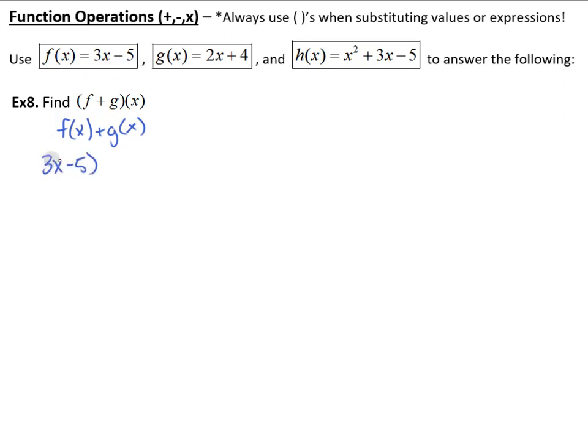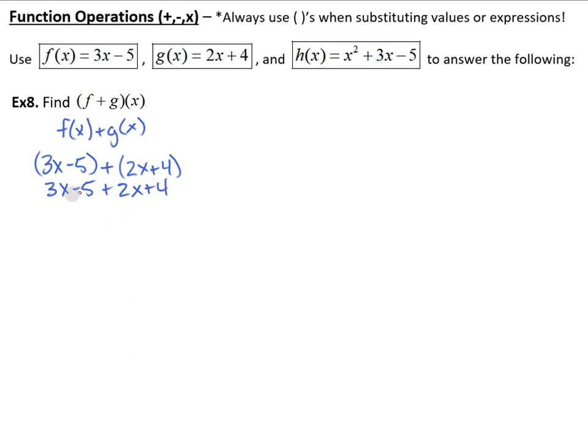And of course, we're going to put parentheses around it because we're substituting in for f of x. And we know g of x is equal to 2x plus 4. So with parentheses, we can substitute in 2x plus 4 for g of x. So we put parentheses in case we need to distribute or do any exponents on the outside of these. In this case, there's nothing to distribute, so we can simply ignore the parentheses.